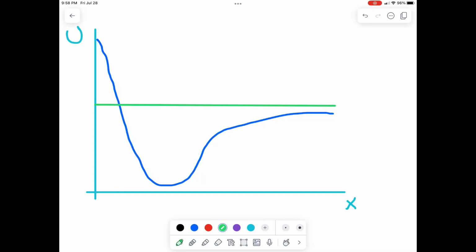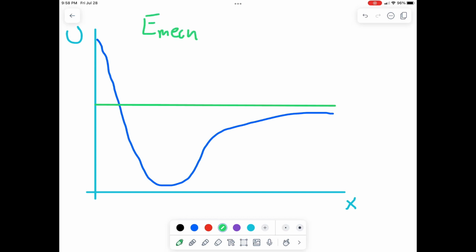Hi guys, I wanted to make a video dedicated to potential energy graphs, which I know can be one of the trickier parts of the work and energy unit, but hopefully this video is helpful. So the first thing to notice about this graph is this neon green line that I have going through the graph, and this line is equal to my mechanical energy.